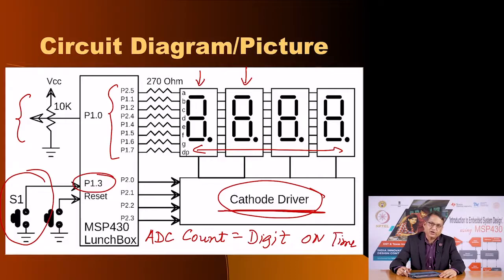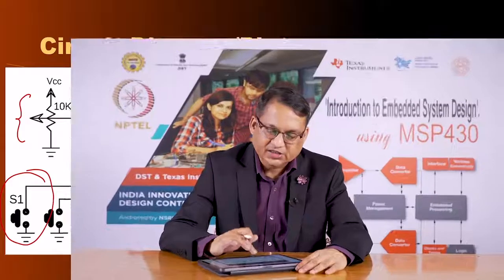The only thing you need to connect on the breadboard are these 4 digits, these 8 resistors for the 7 segments of the 7 segment display, and the cathode driver in the form of 4 NPN transistors and 4 resistors in series connected to P 2.0, 2.1, 2.2 and 2.3. Once you rig this circuit up, breadboard it, and then connect the lunchbox to your computer, and this code you download and execute. I want you to experiment with it.